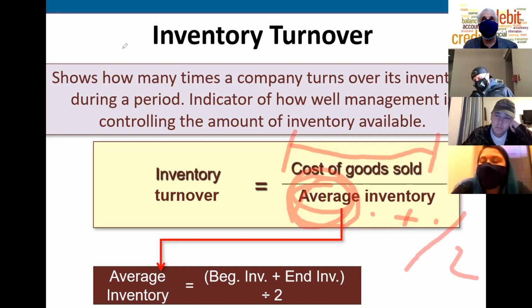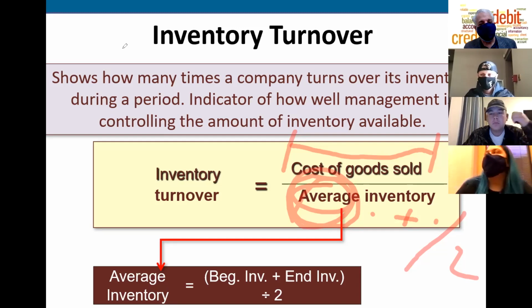And divide by 12 months, that's 12 months divided by 3 times. That's 4 turns. I'm sorry, 4 months. So every 4 months, I sell on average 100% of my inventory.